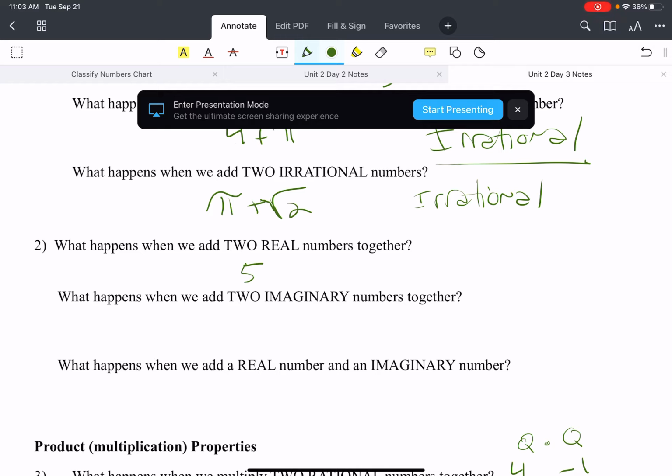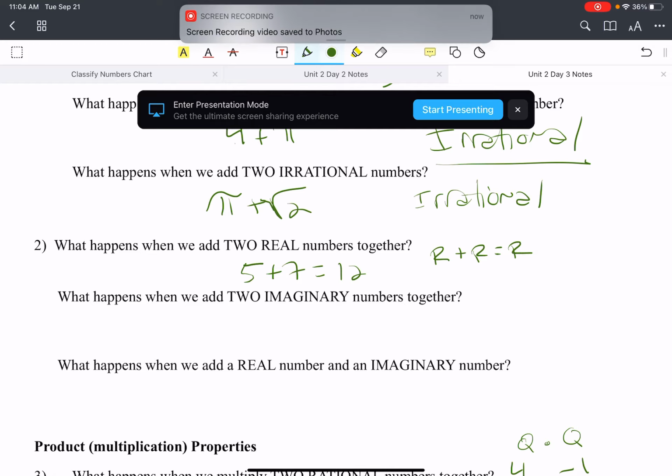Okay, another real number. 7. When I add two real numbers together, am I going to get a real or an imaginary number as an answer? Real. Good job. Okay, so a real plus a real stays real.